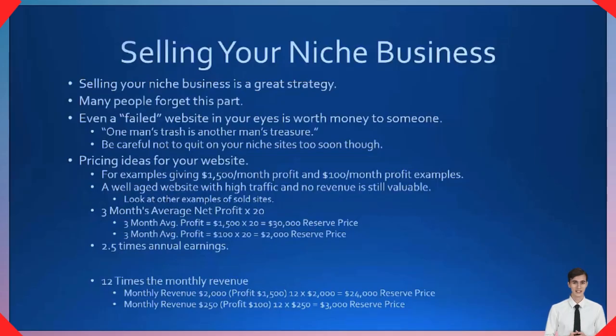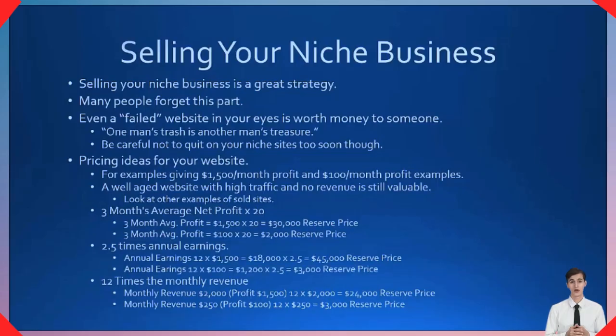Another method that some people use is two and a half times the annual earnings. Let's say that your site makes a profit of $1,500 a month on average for the whole year. You multiply that by 12, and that comes out to earnings of $18,000 for the year from your one website. You would take that $18,000 and multiply it by 2.5. That gives you a reserve price of $45,000. Another example, the $100 example: that's $1,200 a year times 2.5, which gives you a reserve of $3,000.